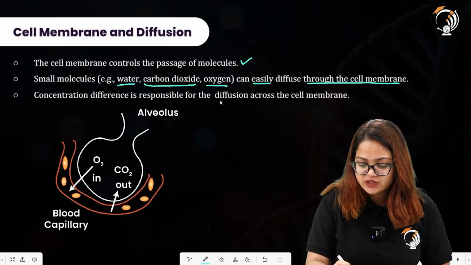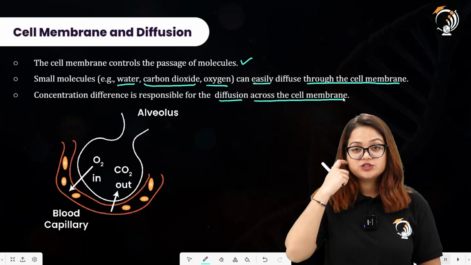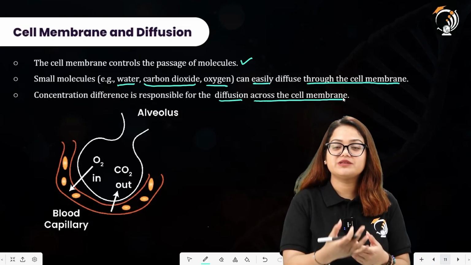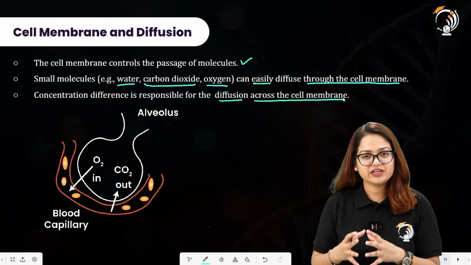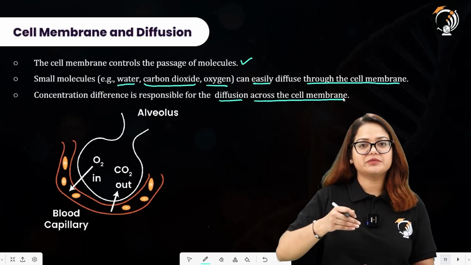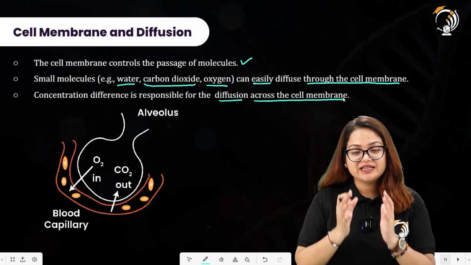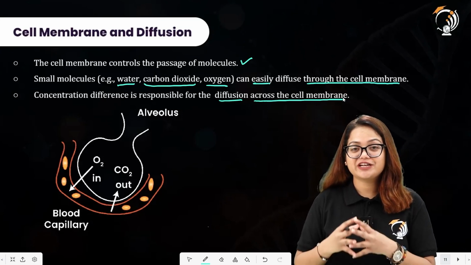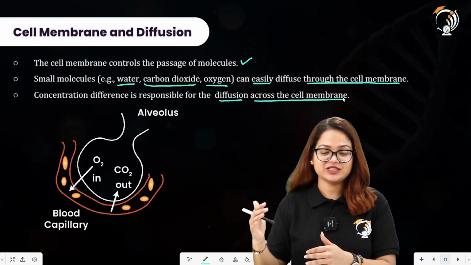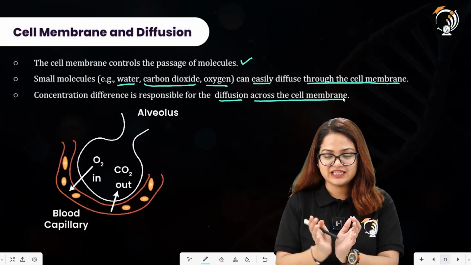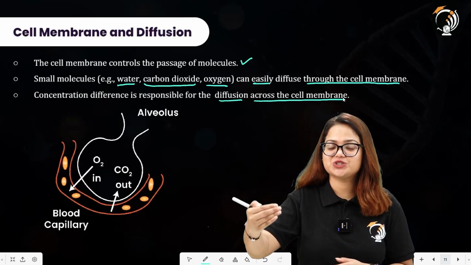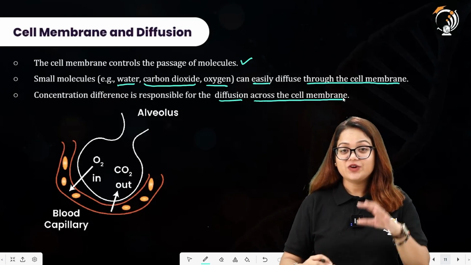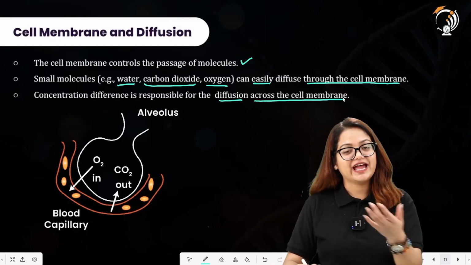Concentration difference is responsible for the diffusion across the cell membrane. So how will these molecules diffuse into or out of the cell? Whenever there is movement of water molecules into the cell, there must be an environment in the cell that is deficient in water molecules. So there will be a net movement of water molecules from a region of high concentration, that is outside the cell. We have this cell, and outside it we have a higher concentration of water molecules. The water molecules will move from this region into the cell. All right. On the other hand, we can also consider carbon dioxide and oxygen.